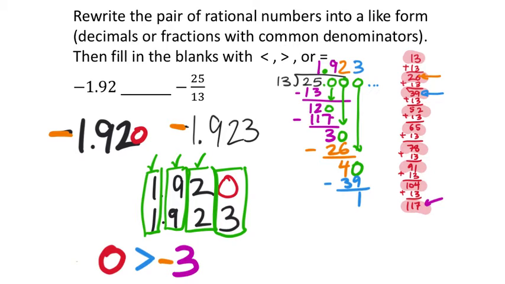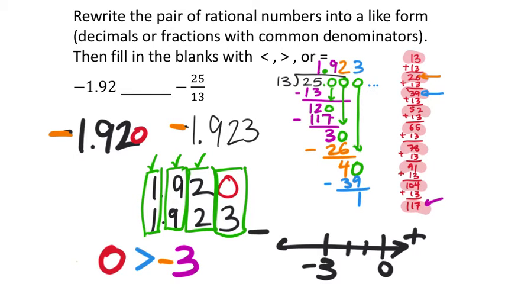And you can look at this on a number line, right? You could say, well, there's 0, remember, positives to the right, negatives to the left. So negative 1, negative 2, negative 3 would be right here. So on the number line, negative 3 is further to the left than 0. So therefore, 0 is greater than negative 3, which means going back, that means negative 1.92 is greater than negative 1.923, which also means that negative 1.92 is greater than negative 25/13.